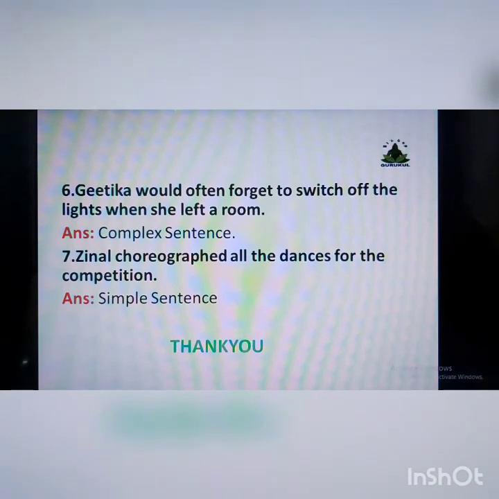Now, let's see the last, seventh sentence. Zinal choreographed all the dances for the competition. This is an example of a simple sentence because it has one subject, Zinal, and one predicate, choreographed all the dances for the competition, and one finite verb, choreographed. So this is an example of a simple sentence. So now children, we have completed the topic of types of sentences, that is simple, compound and complex.